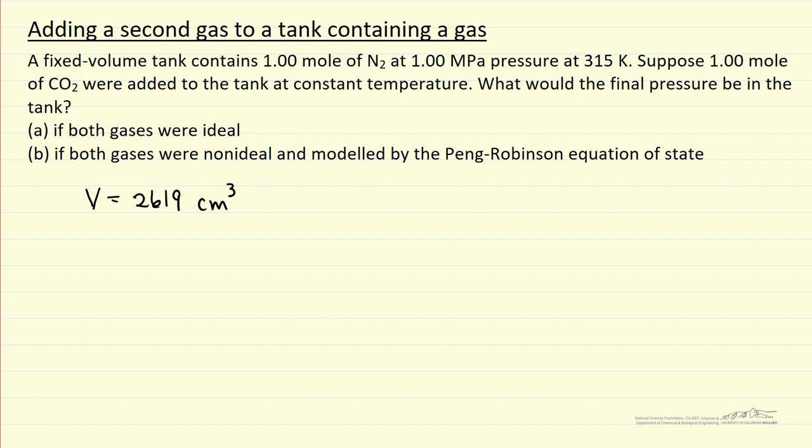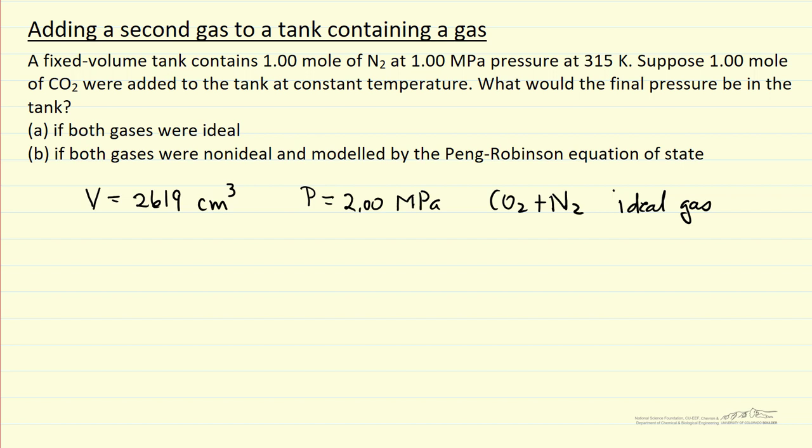Now that's independent of which gas we put in the system. So that's a mole of CO2, a mole of nitrogen. So if we have 2 moles and we keep the volume the same, then we have twice the pressure. So the pressure then will be 2 megapascals for CO2 plus nitrogen, each 1 mole. That's ideal gas. Because there's no interaction between the molecules in an ideal gas, the CO2 doesn't know the nitrogen is there, nitrogen doesn't know the CO2 is there.